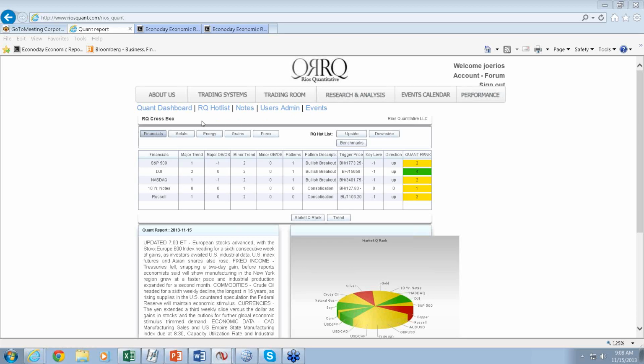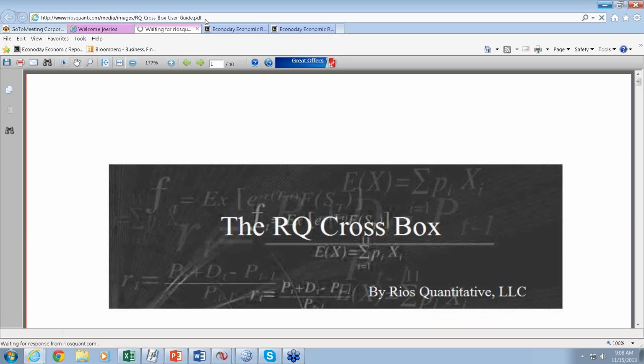And what we do is we look at the daily data. It's called the RQ crossbox. And the RQ crossbox is a quantitative ranking system, just like the 5, 3, and 1 gives you a set of valuations of quality of momentum in that 1-minute chart or 5-minute chart. Well, we have a quantitative ranking on daily data that's giving us neutral from 0 to +3 or 0 to -3.